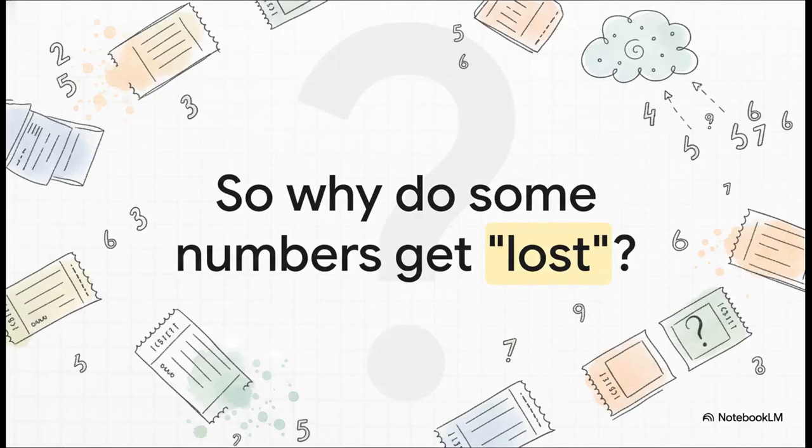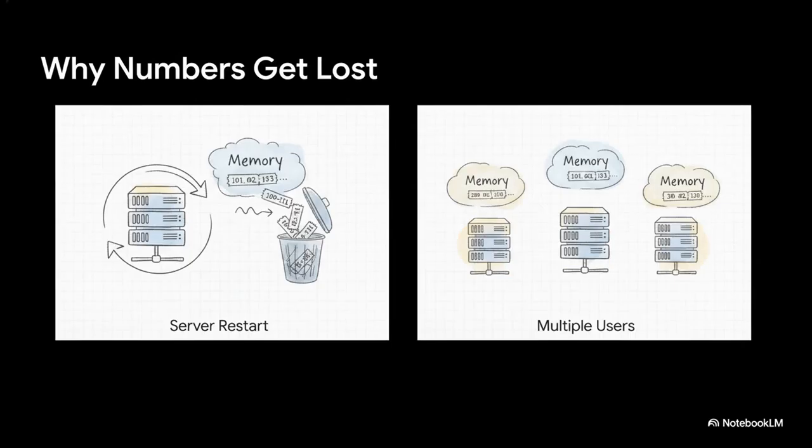All right, so if the system has this whole strip of tickets ready to go, why do some of them get lost? Well, there are a couple of really common reasons for this. First up, a server restart. Let's say the system gets an update or just reboots overnight. Any of those unused tickets that were just sitting in memory, they get tossed out. They're just gone.